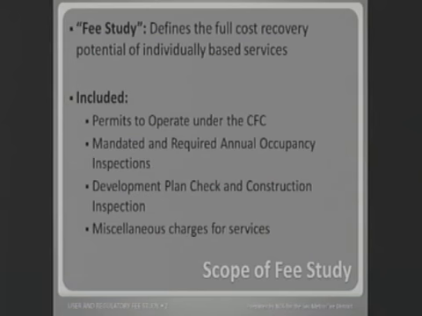So that includes permits to operate under the California Fire Code, mandated inspections that are performed by the staff, required annual occupancy inspections such as the B and M inspections that were referred to in the public comment. Development plan check and construction inspection were sort of reviewed tangentially because they're part of the overall service package, and then there are some miscellaneous charges for services by the district that we also included. So this was a comprehensive study of fees and charges that fall under user and regulatory fee categories for the district.